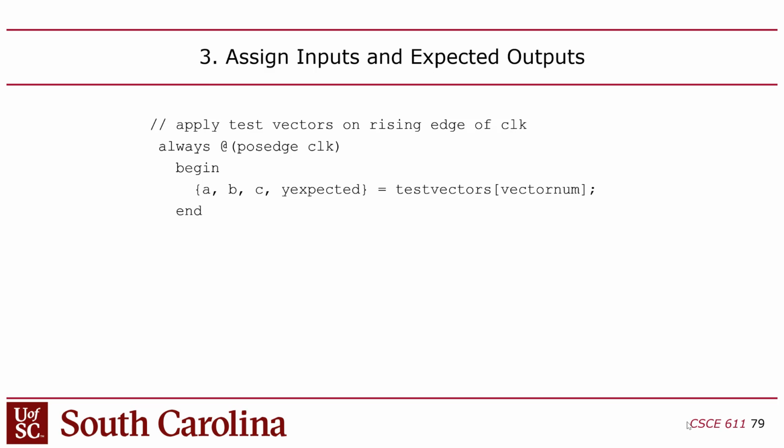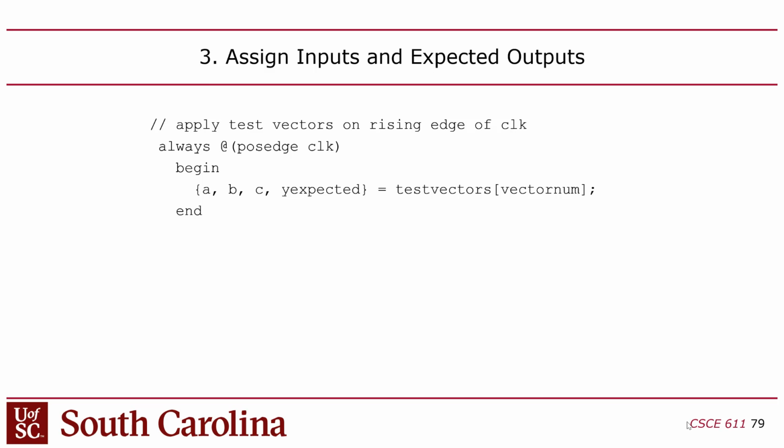I think I showed you this with an assignment before. This is not an assign statement, but same idea, right? So I'm going to set A, B, C, and Y expected. Now you might say, why Y expected? Well, there's going to be two versions of Y now. There's a Y coming out of the DUT, and there's a Y coming out of the test vector file.